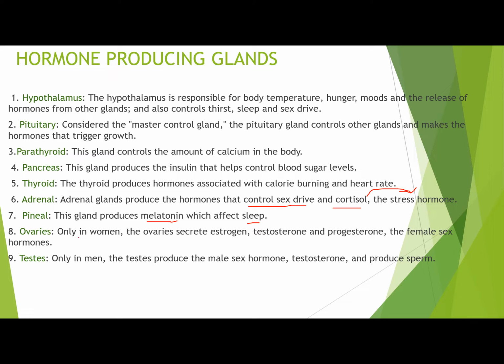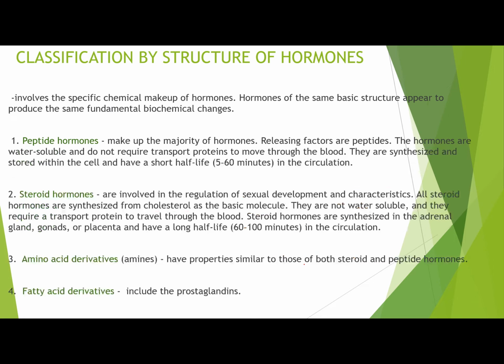Ovaries, only in women, the ovaries would secrete the hormones estrogen, testosterone, and progesterone. These are the female sex hormones. Then testis is only in men. The testis would produce the male sex hormone, testosterone, plus, and would produce sperm. So take note of that. These three, these are the female sex hormones: estrogen, testosterone, progesterone. For men, class, it's only your testosterone.